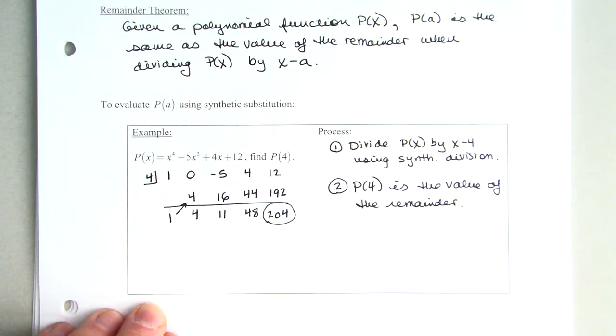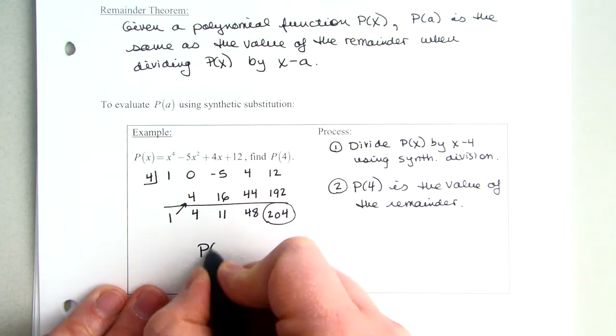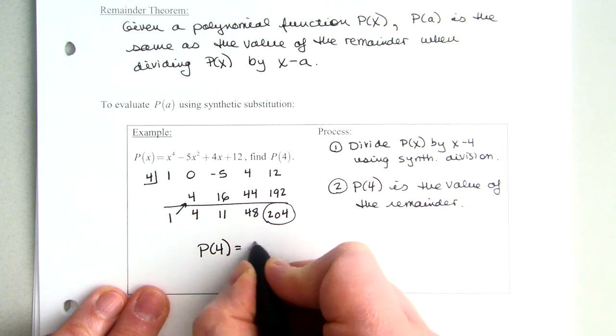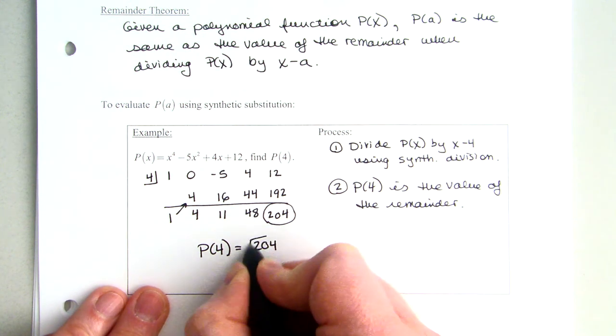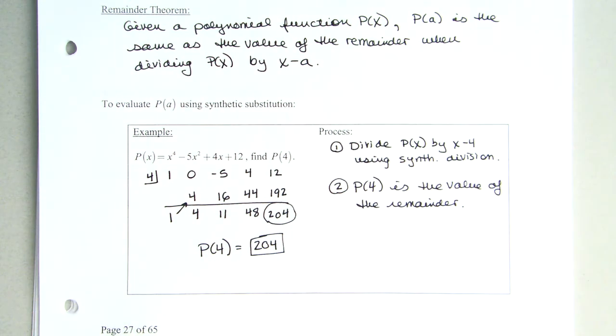This problem asked you to find p of 4 by synthetic substitution. P of 4 is just the number 204, which is the same number I would have gotten if I plugged in 4 directly, but this is another way to do it, and we're going to see this will be particularly useful with certain types of equations that will be coming soon. P of 4 is 204.